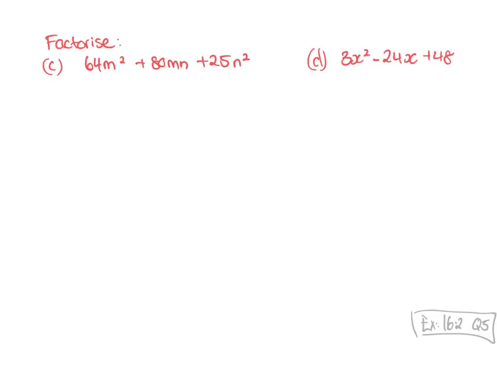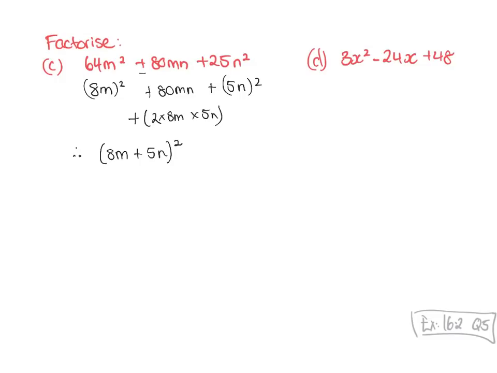Okay, here we're going to do a couple more examples. We look for a squared term, so we can see that 64 is 8 squared. I'm just going to leave this 80mn. But this last one could be written as 5n squared, like that. So to see if it's one of the patterns, we should see, is this middle term 2 times the first squared term times the second squared term? Which it is, isn't it? Because 2 times 8m, 16m, times 5n is 80mn. So we can see, yes, it's one of the patterns. So therefore, when I factorize this, it must be 8m, and because there's a plus there, plus 5n squared.